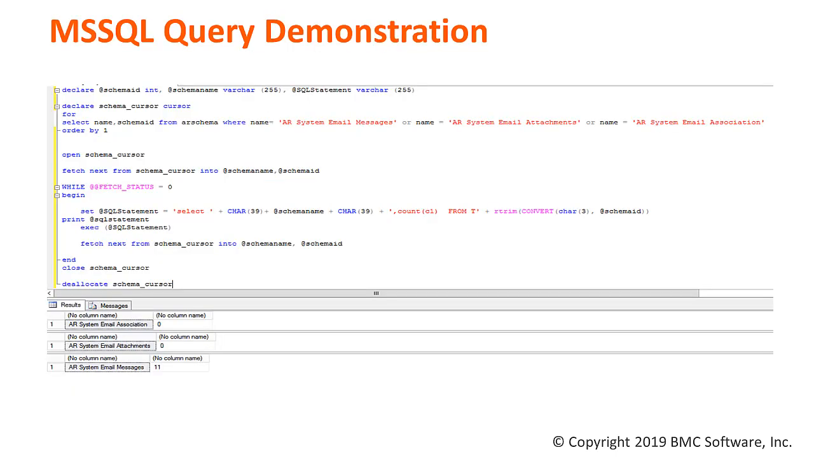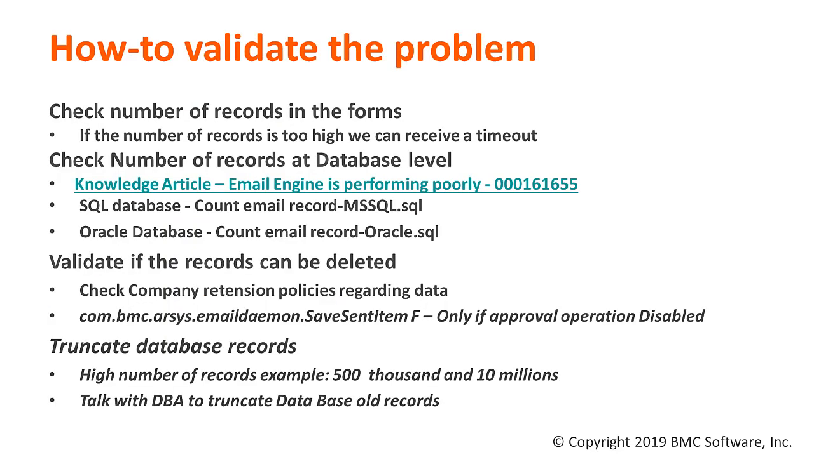In the next slide, we can see the moment when we run the Microsoft SQL query obtained from the article Email Engine is performing poorly. The picture shows the results for all the records stored at database level for each email engine form. Once you validate that the number of records is high for your environment, you will need to ask your DBA to truncate the database tables and delete all records based on your company policies.